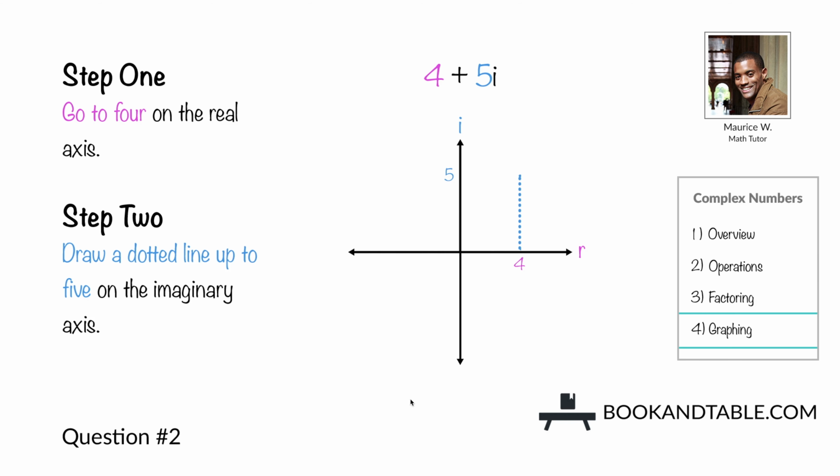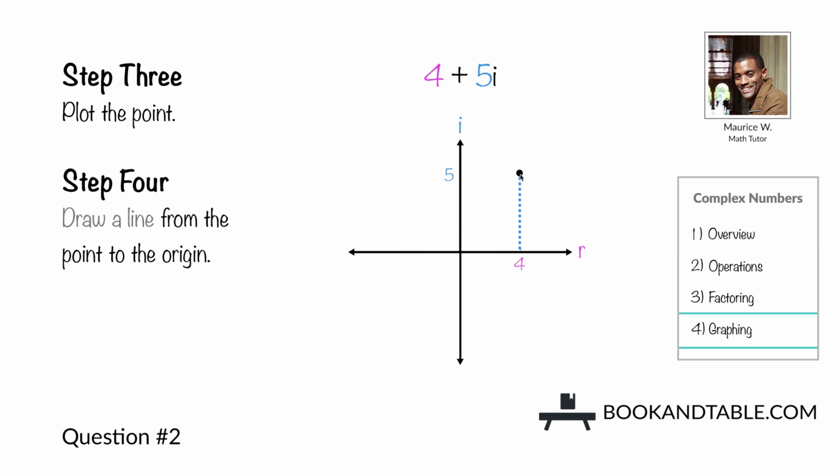Question number 2, you're asked to find the argument of 4 plus 5i. Step 1, go to 4 on the real axis. Step 2, draw a dotted line up to 5 on the imaginary axis. Step 3, plot the point. Step 4, draw a line from the point to the origin, letting us know that this angle here is our theta, or our argument, which means our right triangle has a side adjacent to theta that is equivalent to 4, the real number, and a side opposite of theta, which is 5, the imaginary number.